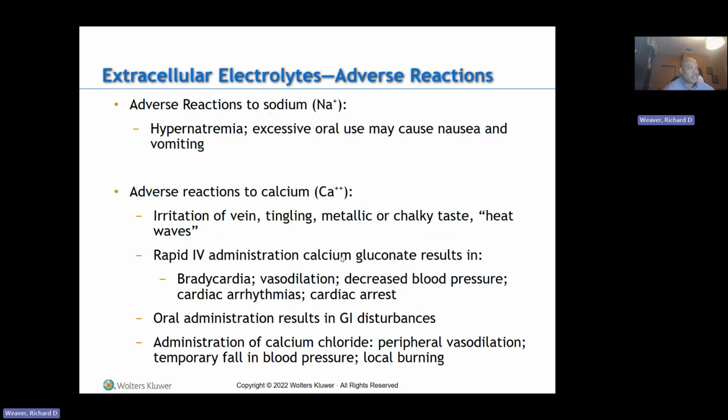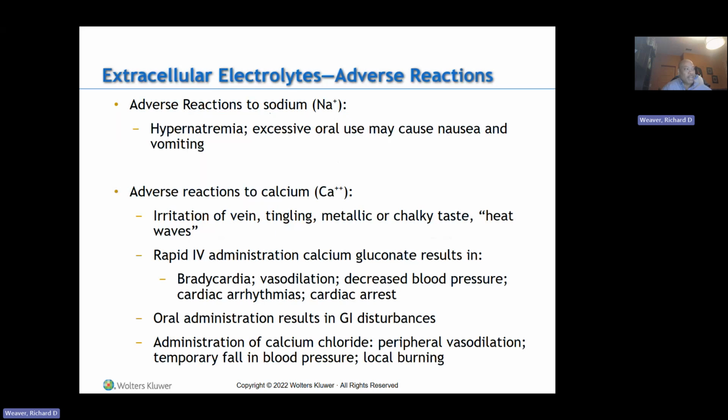As far as adverse reactions to calcium, these patients will experience irritation of the vein. So when we are administering it IV, make sure you try to administer it in a large vein, potassium, calcium, and use a large vein like in the bend of the arm. We call it the antecubital area, if y'all can see what I'm doing on the camera. Another adverse reaction is tingling, metallic and chalky taste, and they also may experience heat waves.